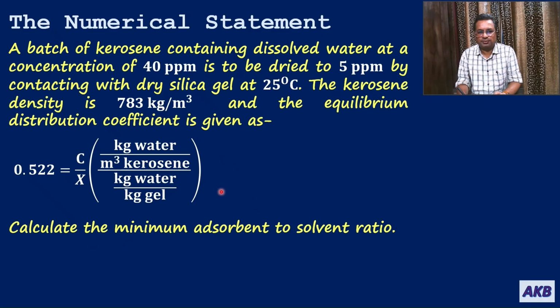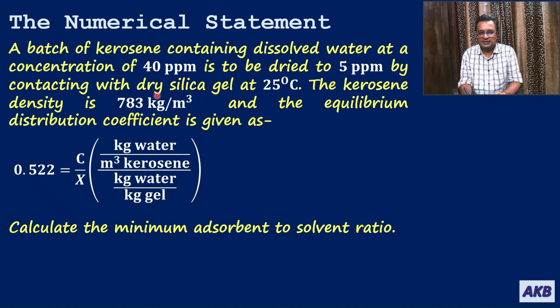this particular operation. So you have a batch of kerosene, and what is the problem with this batch? There is some dissolved water in it. So initially the batch is containing a dissolved concentration of 40 ppm, 40 parts per million of water. And we have to reduce it to 5 parts per million, 5 ppm. And how is that done? It is done by contacting with dry silica gel. That is, the adsorbent that is used in this case is dry silica gel.